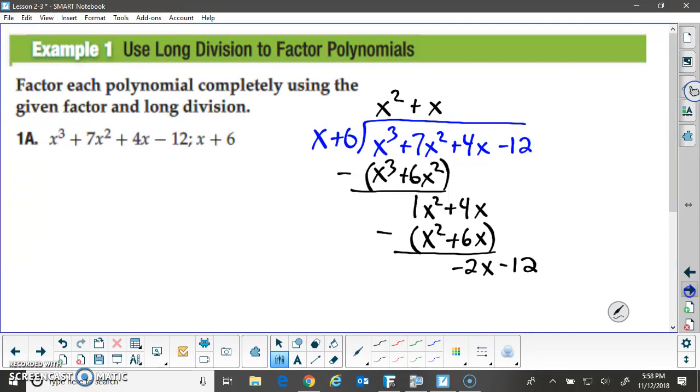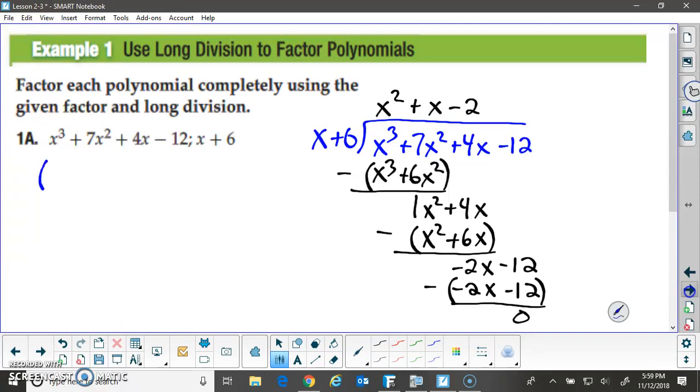Do this one last time. What times x gives us negative 2x? Multiply that by the divisor. Subtract. We get 0 for a remainder.